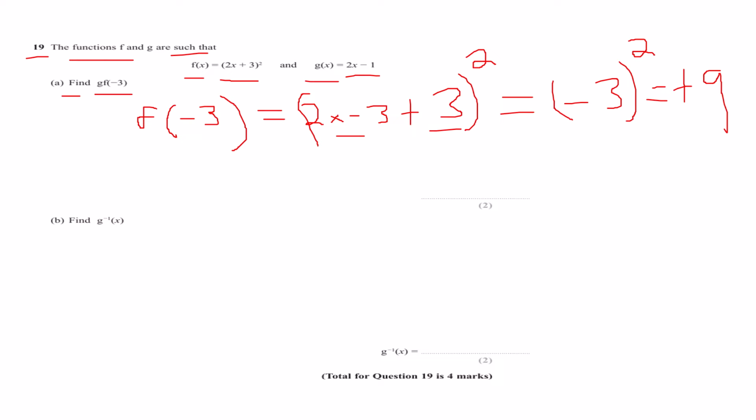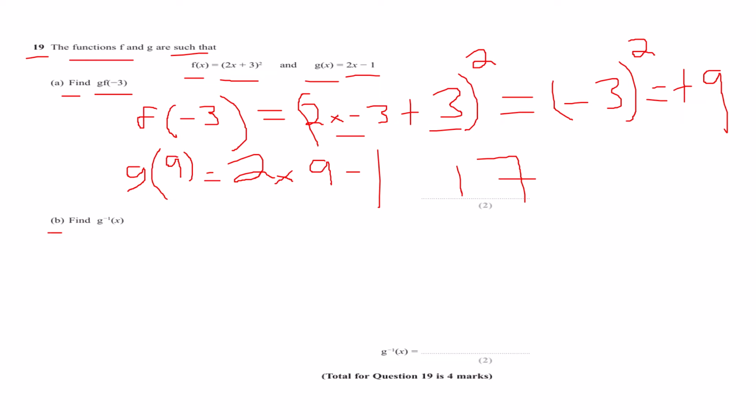Okay, we have g of 9, so subbing 9 into the function g, so replace x with 9. So we have 2 times 9 minus 1, 2 lots of 9, and then we subtract 1. Again, remember your maths. 2 times 9 is 18, minus 1 is going to be 17. So that's gf of minus 3.